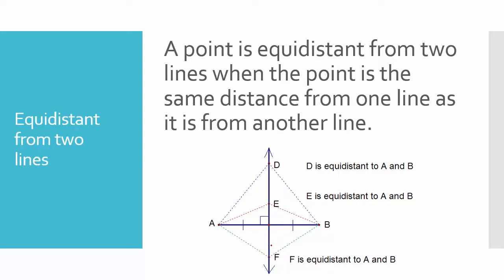Equidistance from two lines. A point is equidistant from two lines when the point is the same distance from one line as it is from another line. This definition is very similar to the equidistance from two points.